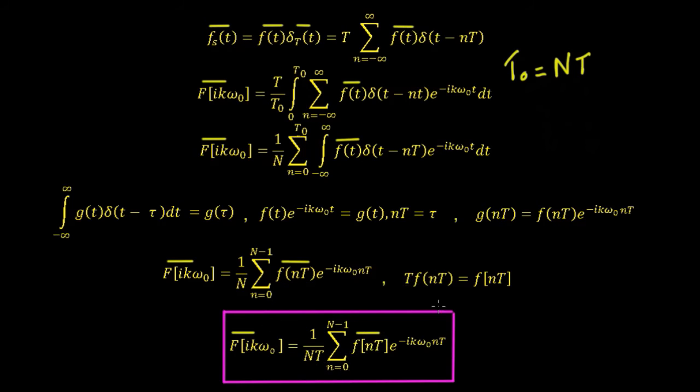So finally we're left with this function here, F of i k omega naught equals 1 upon N, the sum from n equals 0 to N minus 1 of f of nT e to the minus i k omega naught nT. And this is the function that we wanted to derive, which is going to give us our discrete Fourier transform, and it's the forward transform. But we're going to simplify this a bit as well and slightly change it so that it looks like the function you would normally see in books.